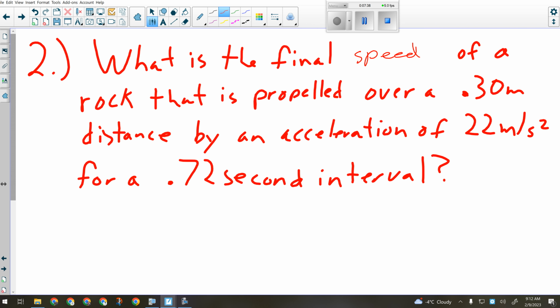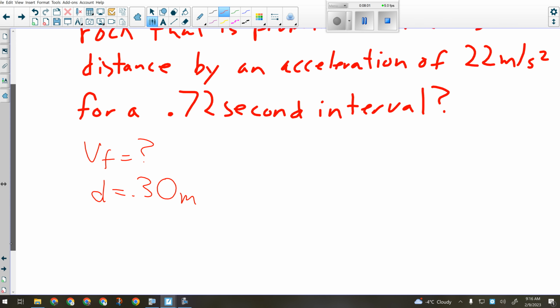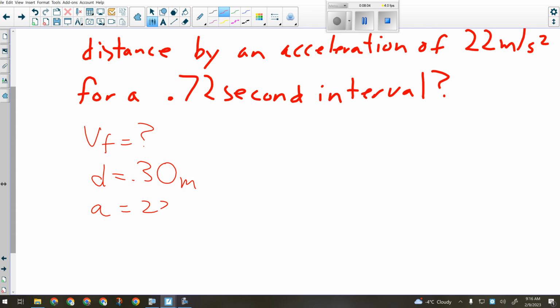All right, give that one a try. Okay, let's have a look at this one. So we're looking for VF because they ask us for the final speed. Okay? And they tell us that it's propelled over a 0.30 meter distance. So they give us D, which is in lots of our acceleration formulas, okay, by an acceleration of 22 meters per second squared. And it's for a 0.72 second interval. Okay, so I'm looking for VF. I've got D, A, and T. What formula should I use?